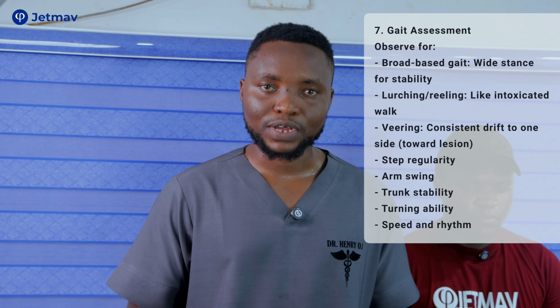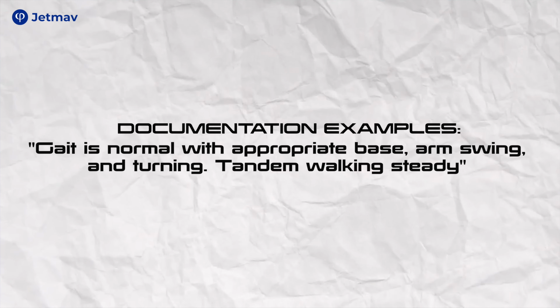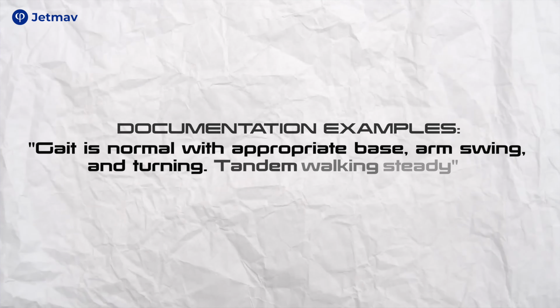So like we said, in cerebellar problems, when there is a problem with balance, the patient will try to balance themselves while they're walking, thereby developing what we call a broad-based gait or wide stance for stability. So these are some of the things we'll observe during the gait of the patient. For our patient, the gait is normal with appropriate base. The arm swing and the turning were normal, and the tandem walk was steady.